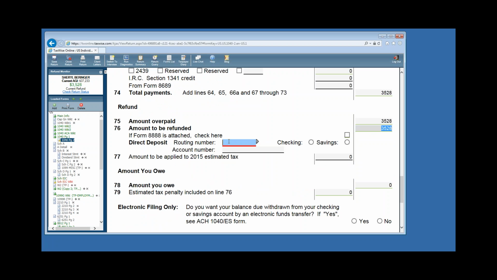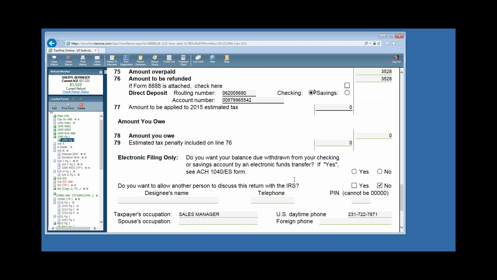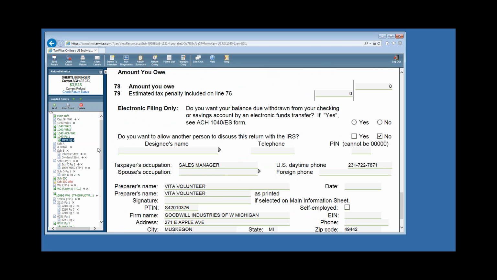But it's great that she is getting a refund, so we're going to put in her bank information. And we're just going to indicate that it's a checking account. And that is it for the federal side. So now we just have to jump and do the state and city. This prep use form, don't worry about.